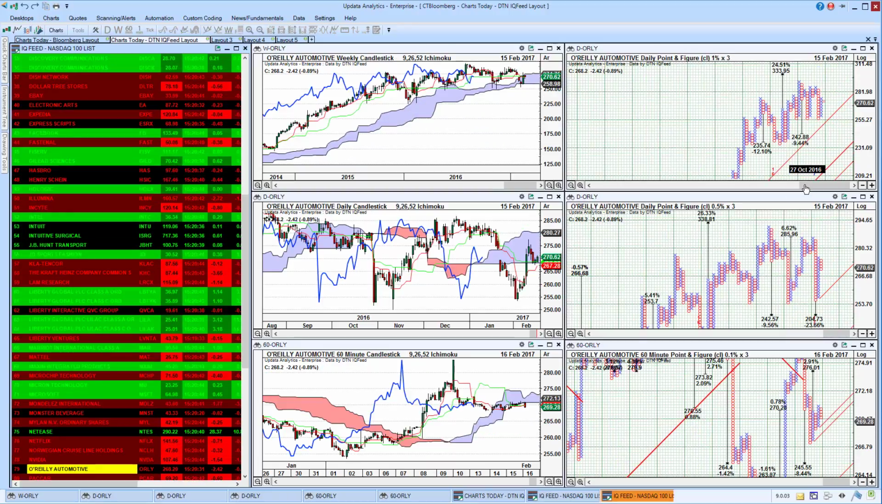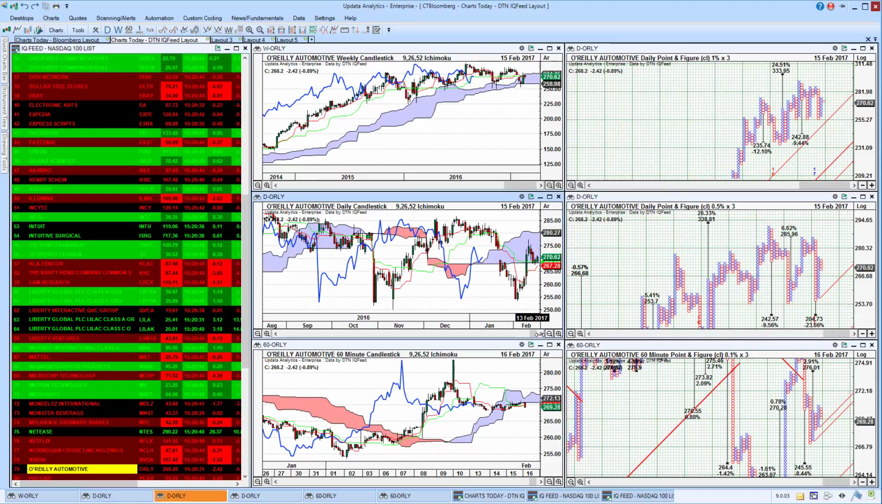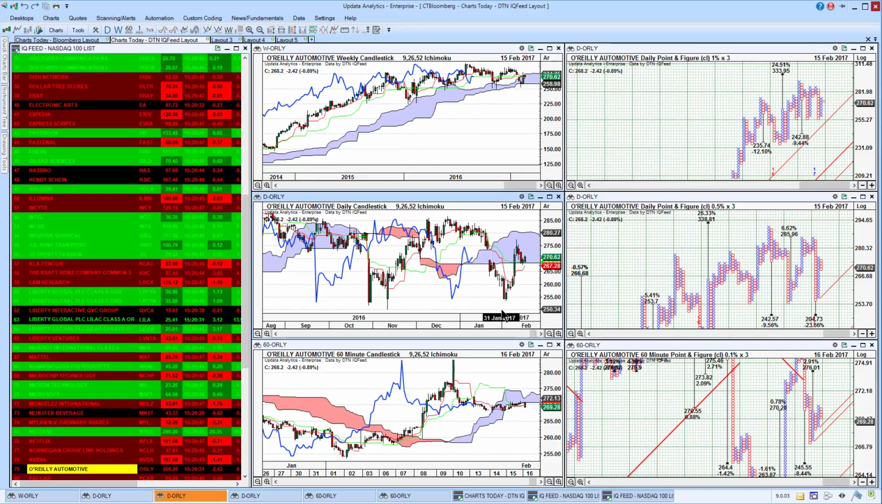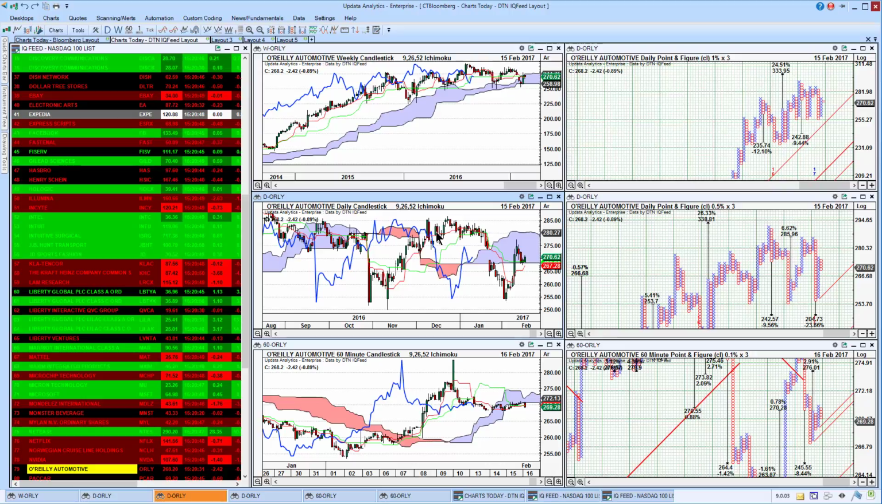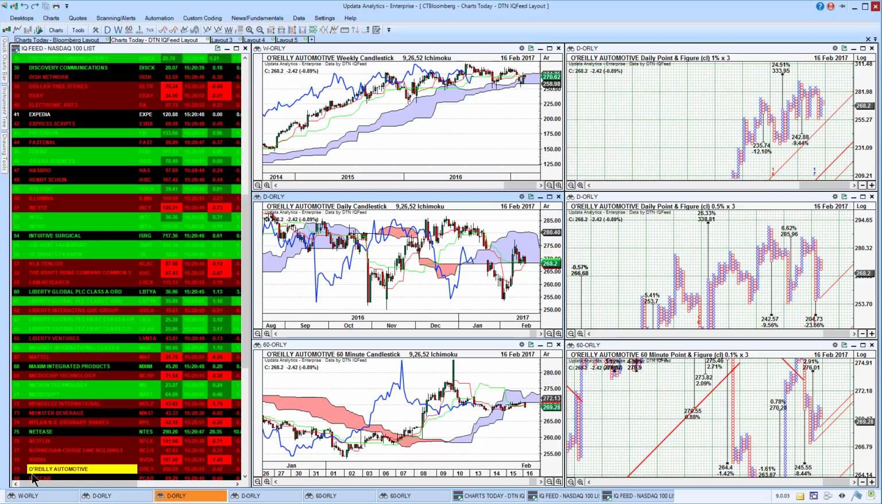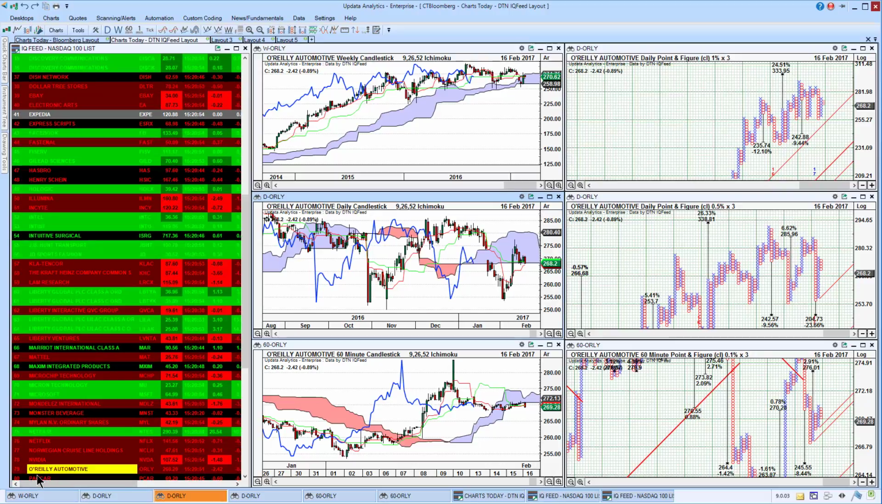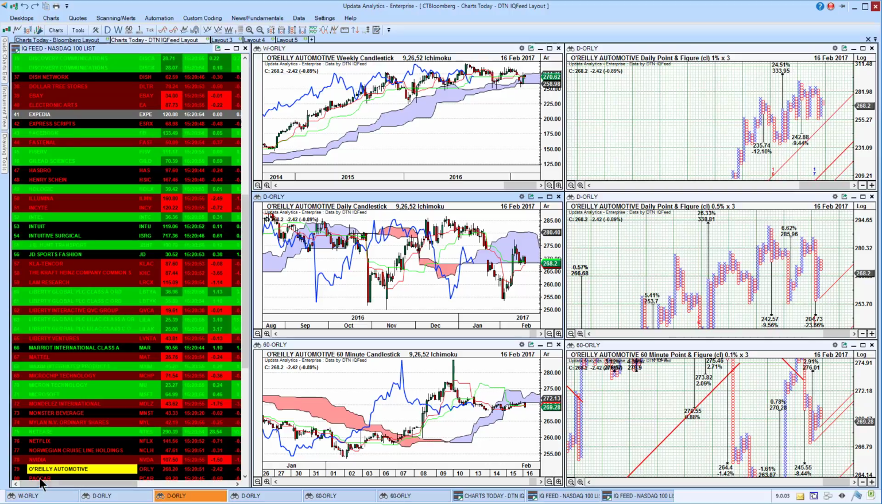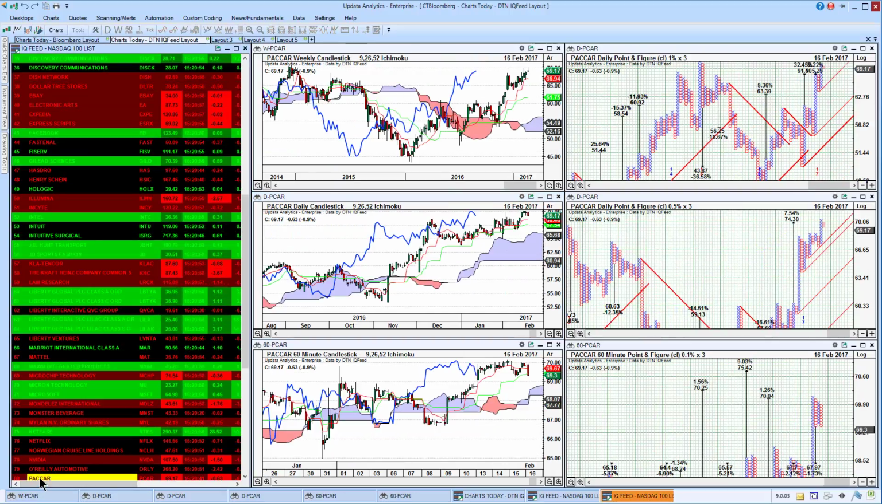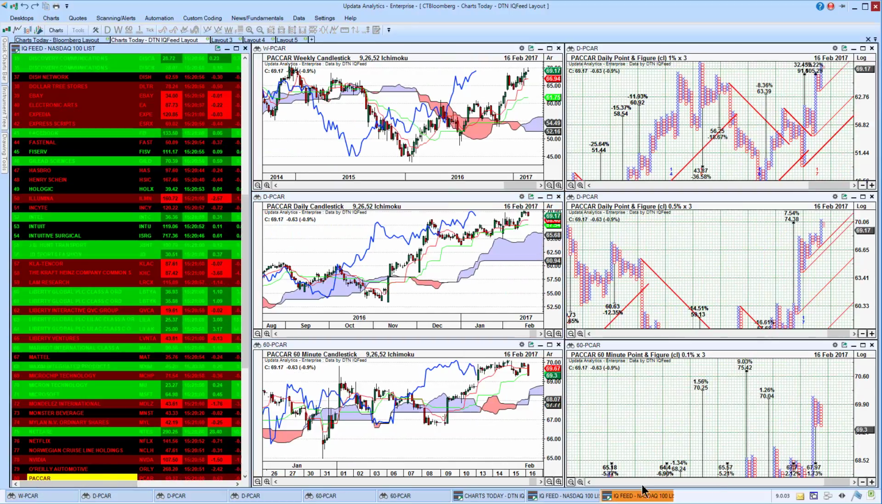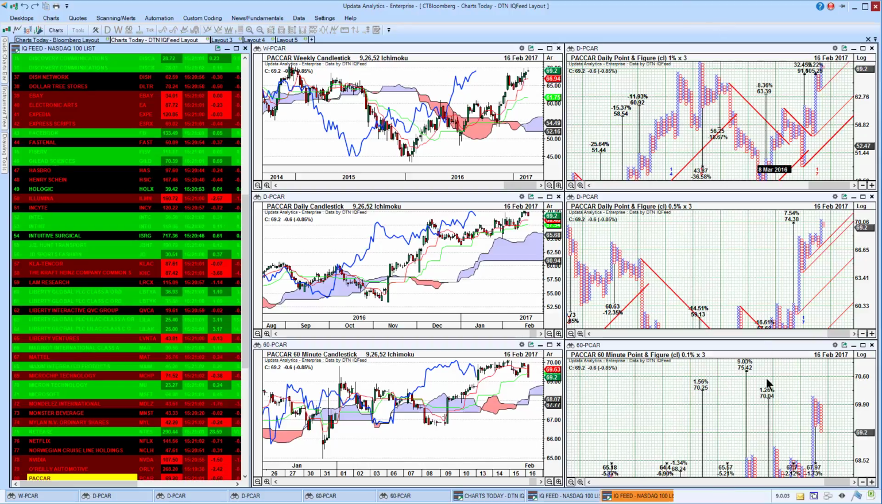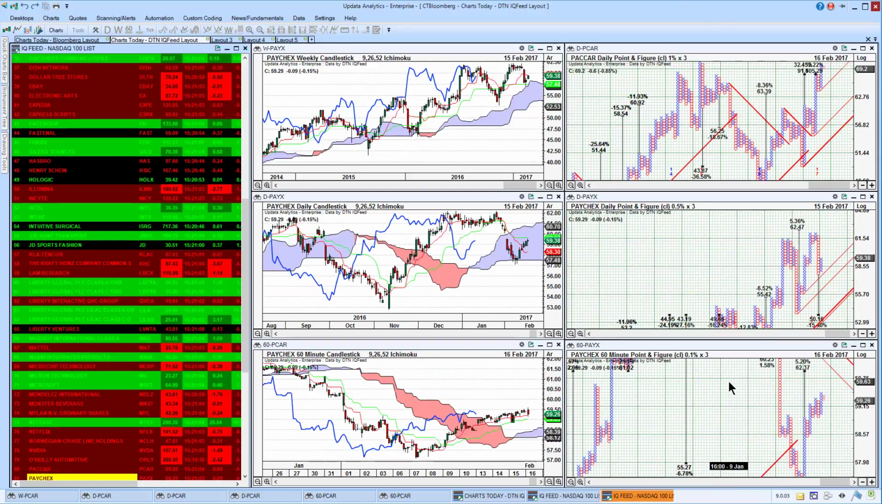O'Reilly Automotive, we're seeing here that the charts are quite bullish above the cloud. On the daily, we're just a little bit below, so that's quite key, and we're just heading below on the 60-minute. PACCAR, we're above the cloud on all three time frames. Upside targets of 32% on the long-term chart and 9% on the short-term chart.